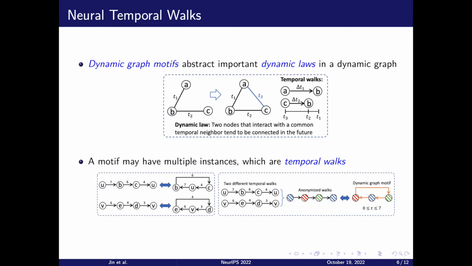Firstly, dynamic graph motifs abstract essential dynamic laws, which are the key in modeling real-world networks. For example, two users are likely to know each other if they have a common friend, as shown in the first figure. Secondly, a dynamic graph motif can have multiple instances, which are temporal walks. For example, two paths in the bottom figure represent the same motif. In this research, we present that it's feasible to characterize a temporal node or an interaction with the surrounding motifs, or we say the dynamic laws.